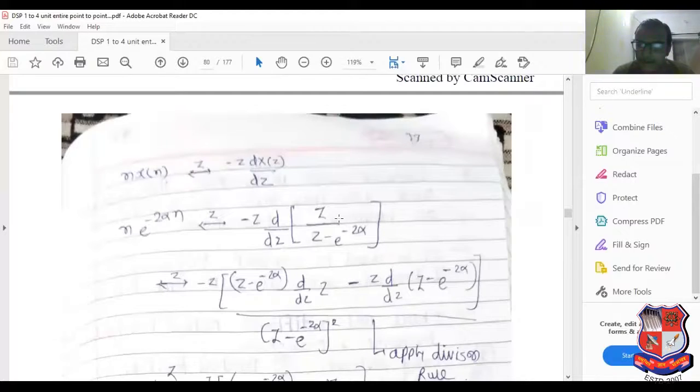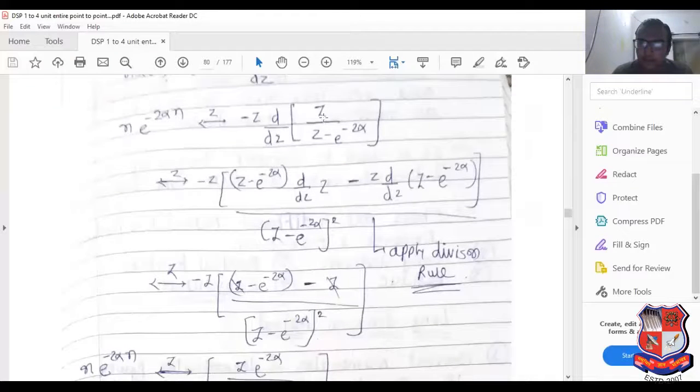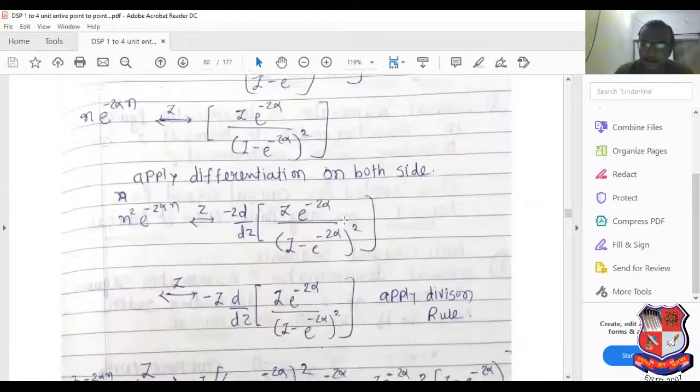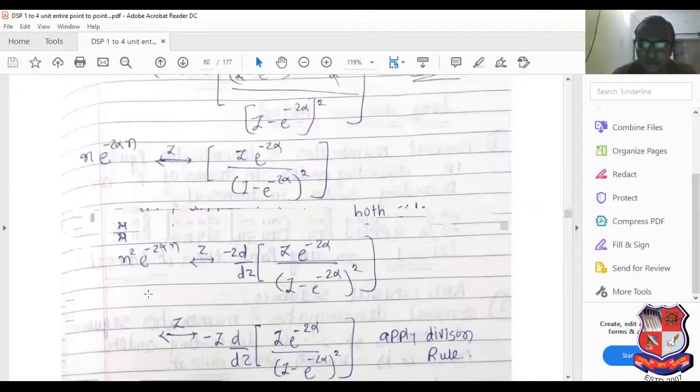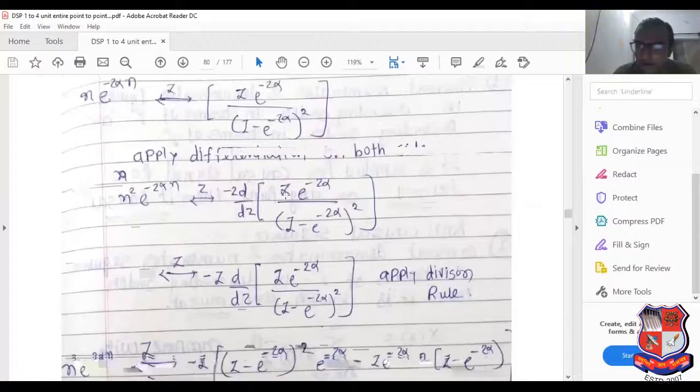So apply the division rule. Here, z minus e raised to minus 2 alpha times dz upon dz, minus z times d by dz of z minus e raised to minus 2 alpha, divided by z minus e raised to minus 2 alpha all square. So here z can be cancelled. So z into e raised to minus 2 alpha divided by z minus e raised to minus 2 alpha all square. Now apply the differentiation on both sides. See, this is the first differentiation. This is the second differentiation.